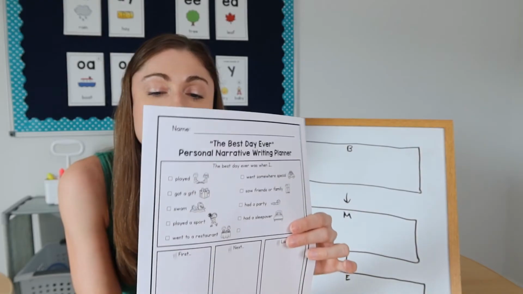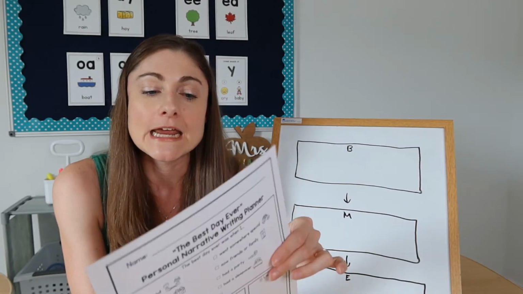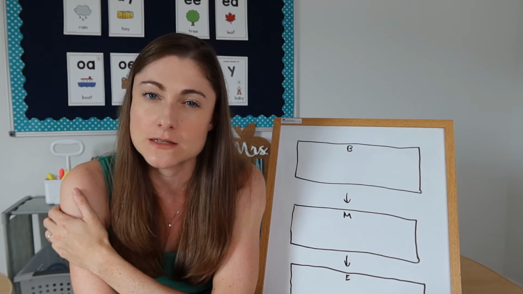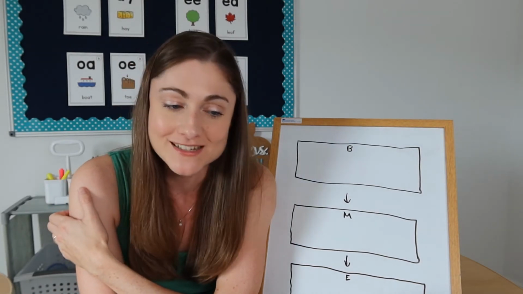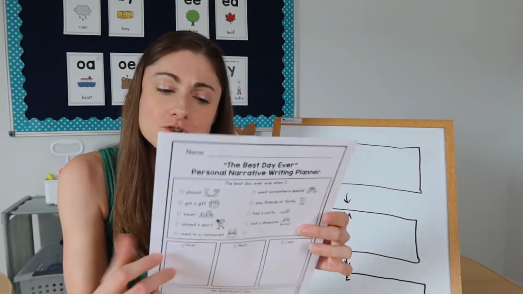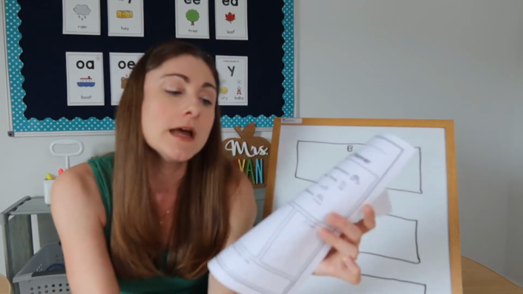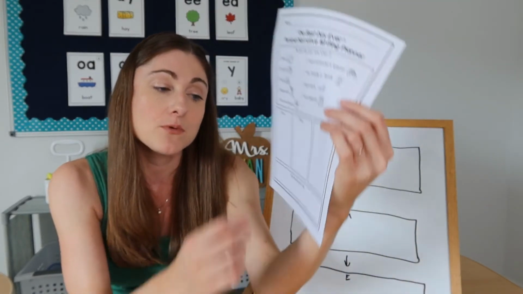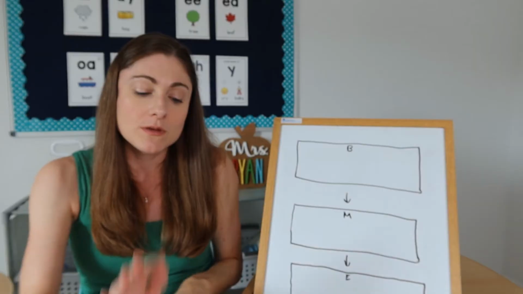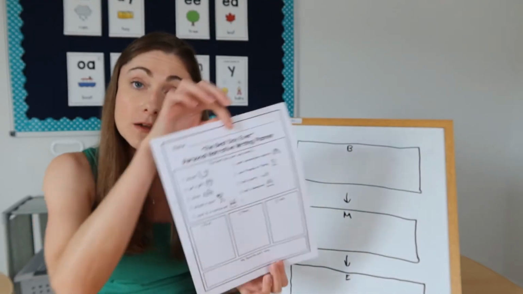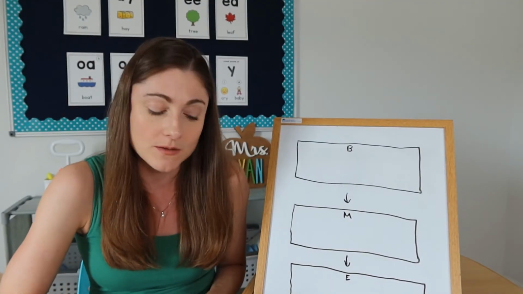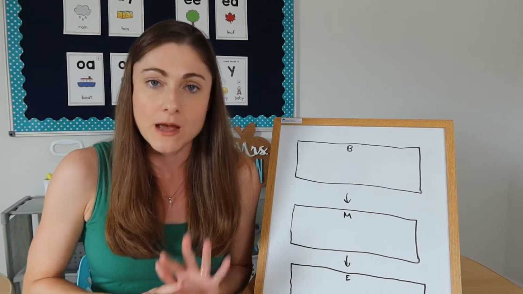So what I would do is I would model how to do this. I would make sure that the kids know that they're supposed to choose a different best day ever. I might actually choose something that would be really specific to me so that they can't copy. But then I would model how to draw little pictures, or you could have them write words if they're at that point. And then you would have them go and fill out their own copy of this. So everybody should be different, but these topics and these little pictures give them some guidance. They fill it out. That might be just one day.